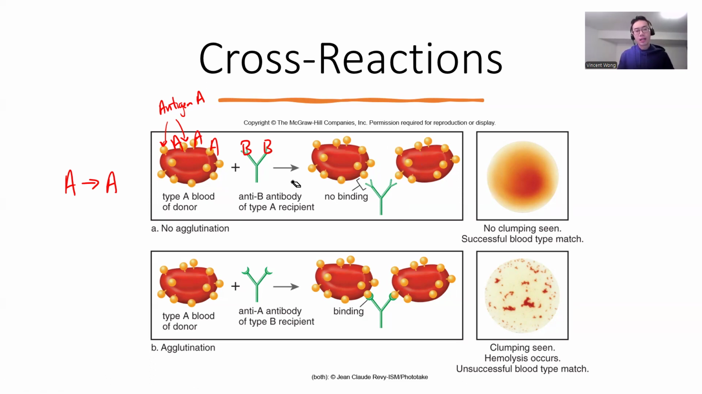So if you take the donor's red cells and mix it with the plasma of the recipient in a petri dish, you can do this outside of the body. You will see there's no clumping. You just see the blood kind of sit there. It's not going to be aggregating together. It's not going to be clumping. So no agglutination.